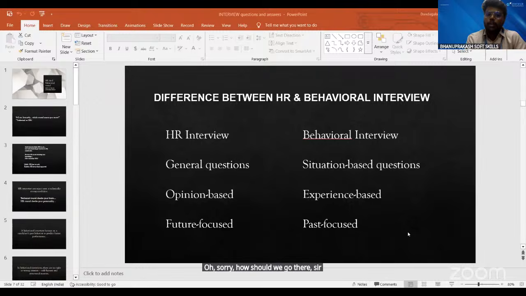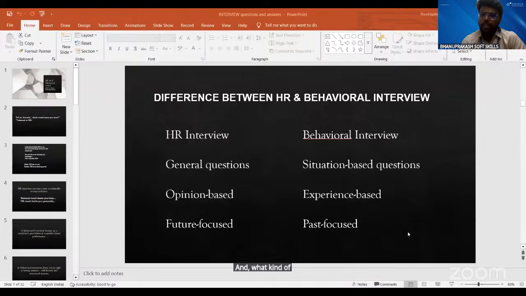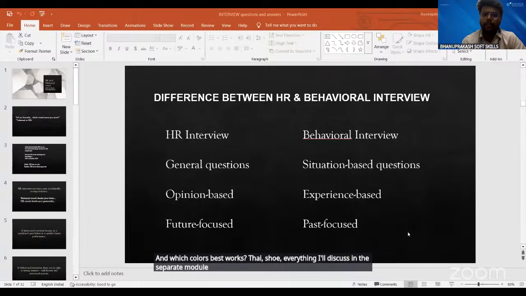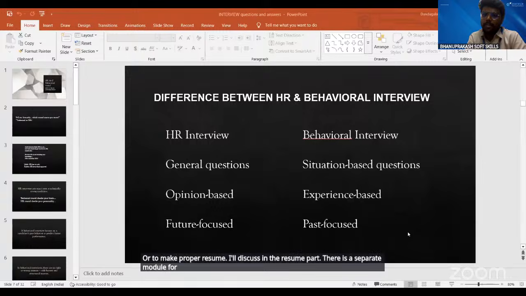Regarding outfit, we have a separate session on grooming, where how we need to dress up and what kind of hygiene we should maintain and which colors work best, tie, shoe, everything I'll discuss in the separate module, that is grooming. How to make a proper resume, I'll discuss in the resume part. There is a separate module for how to prepare an ATS friendly resume.